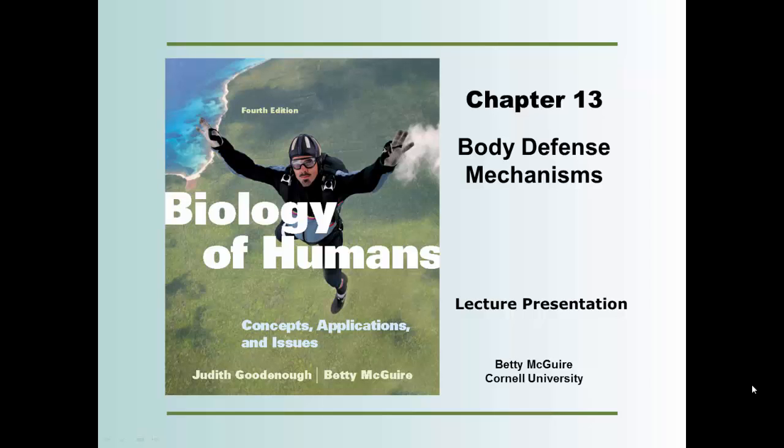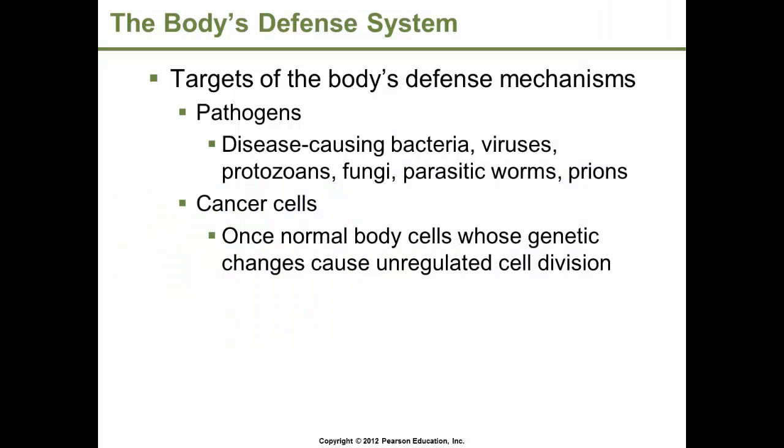Chapter 13, Body Defense Mechanisms. Targets of the body's defense mechanisms include pathogens and cancer cells. The term pathogen refers to any disease-causing bacteria, virus, protozoan, fungi, parasitic worm, or prion. A prion is a misfolded protein.